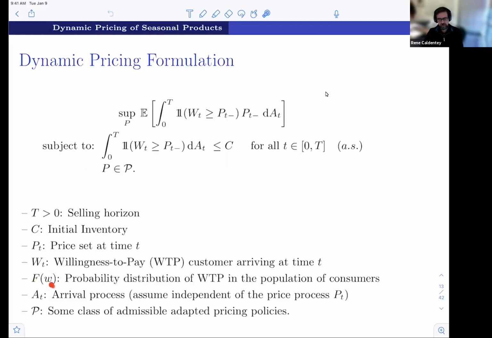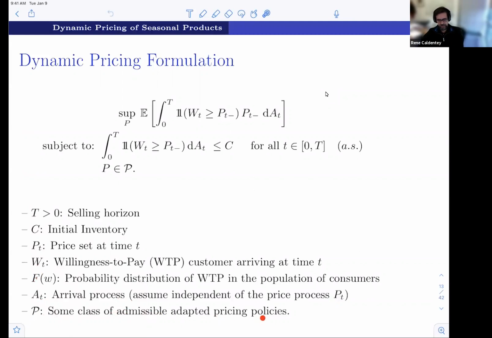We're going to assume that there is a probability distribution F for the willingness to pay of the population, which is known to the consumers. A(t) is this arrival process that we're assuming here is independent of the price process. So in some sense, in this model, we are decoupling. There's a process that describes how people get interested in your products, go to your store, go to your website, and then there's a second stage in which they buy or not buy based on this willingness to pay. That's why this arrival process here is not a function of the price; the willingness to pay decisions will take care of that.